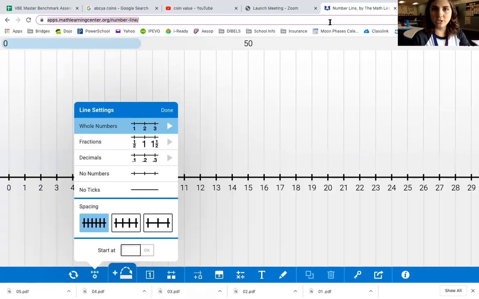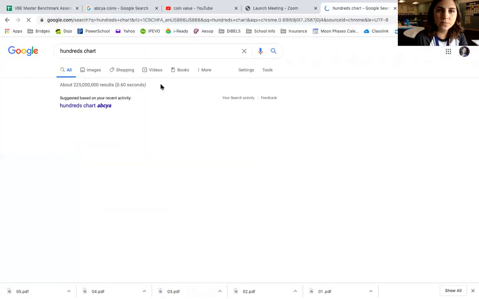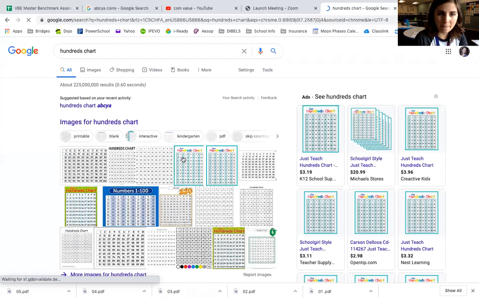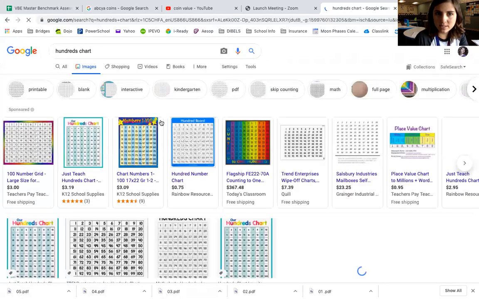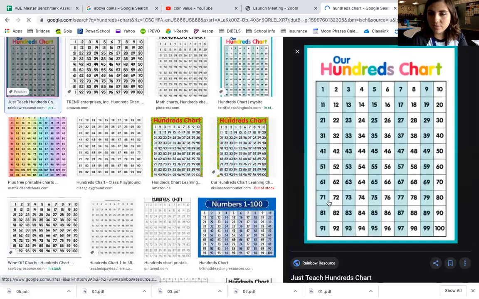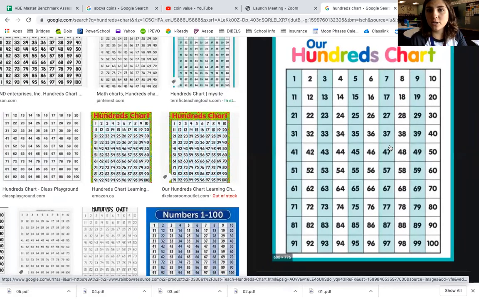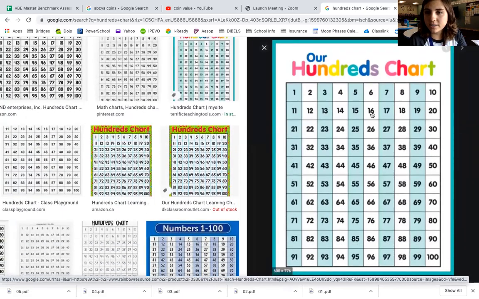Let's look at a hundreds chart. I like this hundreds chart because it skips the row. And as you look at it, every other column is going to be a different number. So we're looking at this hundreds chart. Take a look. All right, we are going to count by twos now.